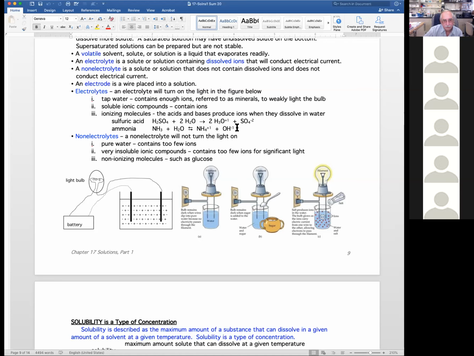And non-electrolytes will not turn the light bulb on. For example, pure water, which contains too few ions. Very insoluble compounds, not enough ions dissolve to make the light bulb turn on. And then non-ionizing molecules such as glucose. So glucose is blood sugar, it's in your blood, but it's not an electrolyte.